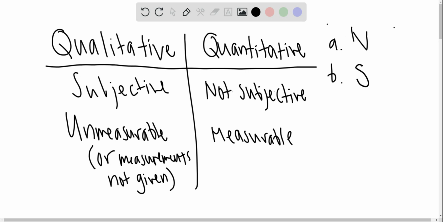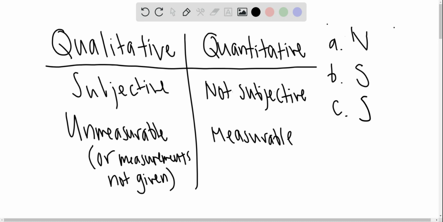And C, ice is less dense than water. Now, this is a tricky one. This is the special scenario that I told you about earlier. You might think that this is a quantitative statement because I could measure the density of ice and then measure the density of water and then compare them and see that ice is indeed less dense than water. But since the measurements are not given, this is actually a qualitative statement. So this is subjective because there are no measurements given here, even though these two things can be measured.